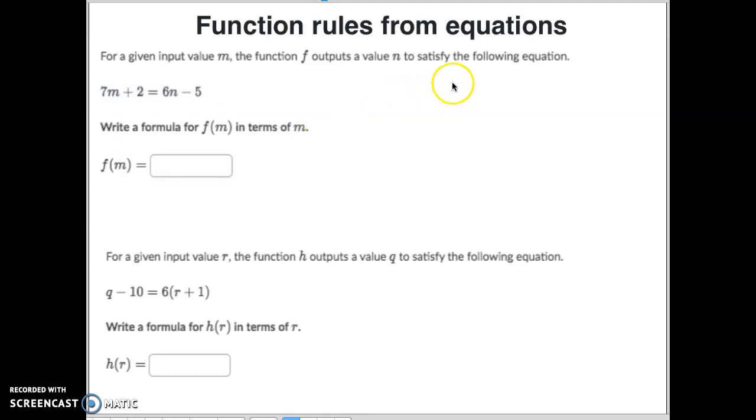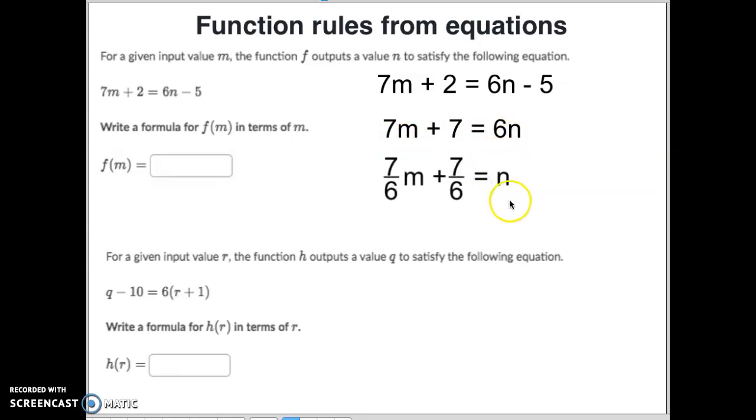To do this, we start out with the original equation right here, 7m plus 2 equals 6n minus 5. In order to solve for the n term, we have to add 5 to both sides. So when we do that, we get to here. Then we have to divide everything by 6 to get n by itself. When we do that, this is what we end up with: n equals 7 over 6 m plus 7 over 6. That is our answer. That's all you're doing. So if you solve for the other variable, you're going to be in great shape.